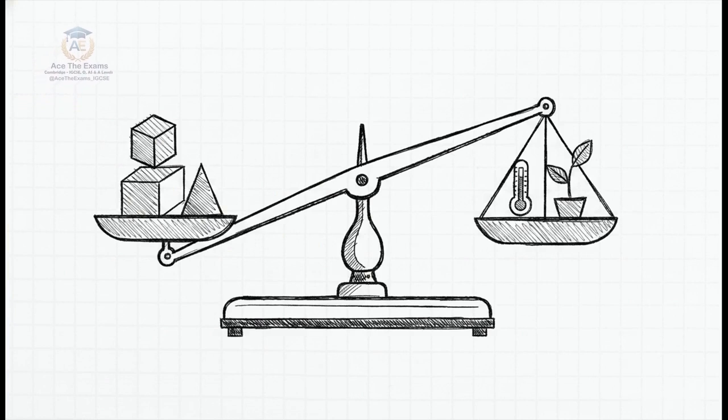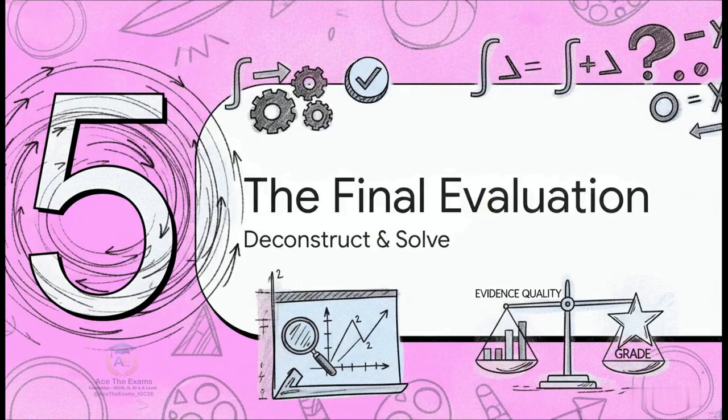If you run the numbers and calculate a negative time or a population of -5 rabbits, well, something is obviously wrong. You need to catch that before the examiner does. Which leads us perfectly into Section 5, the final evaluation.